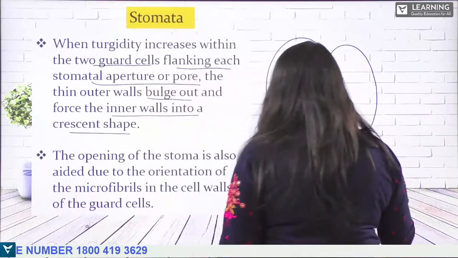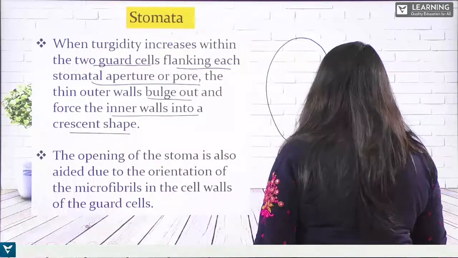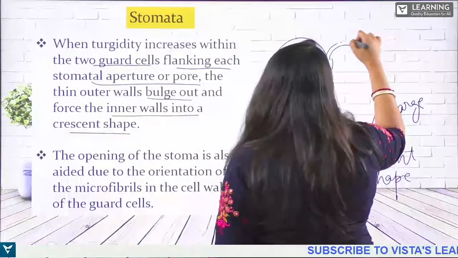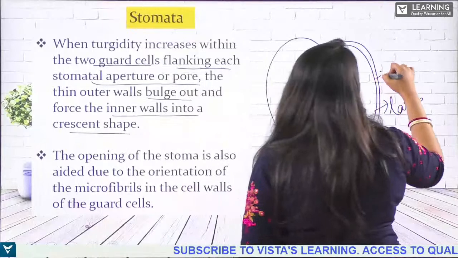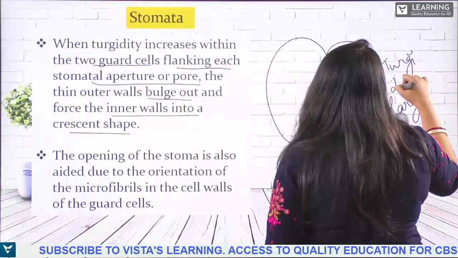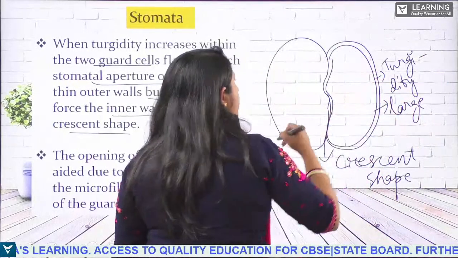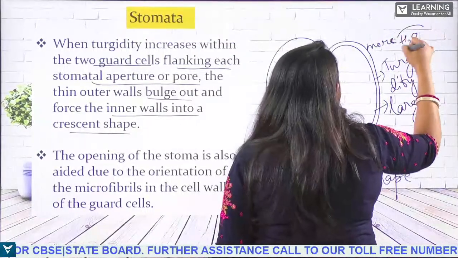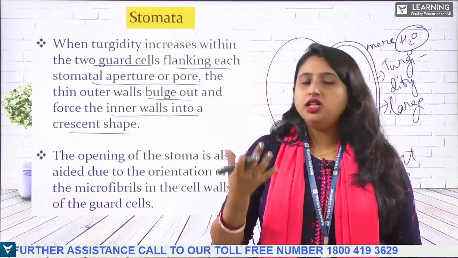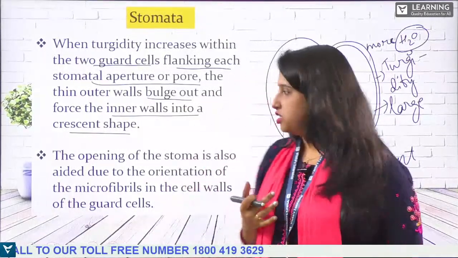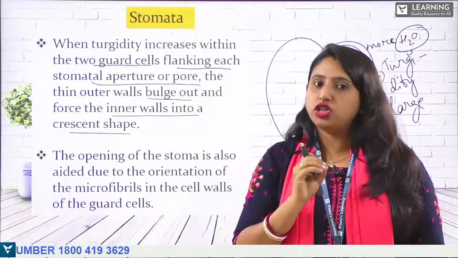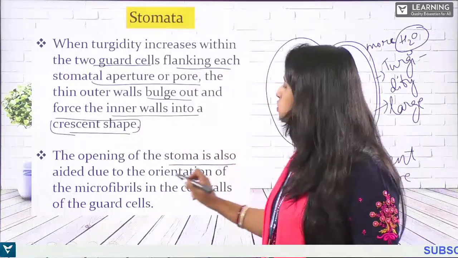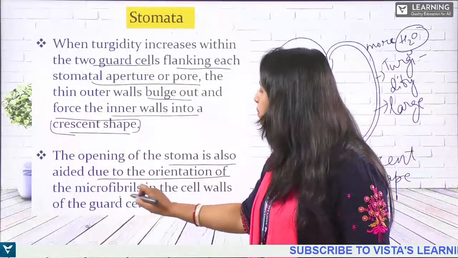It becomes how? It becomes the crescent shape, okay, and the outer wall becomes large. The thin outer walls become large because of turgidity, that is, they have occupied what? They have occupied more minerals or more water from the outside, because of which they bulge and are bigger in size now, and the inner wall changes its shape into a crescent shape, okay.